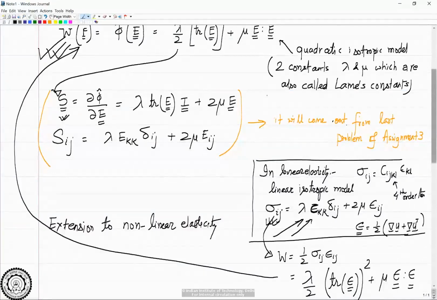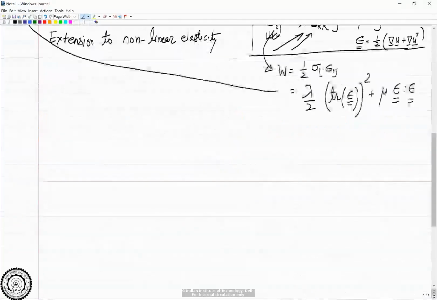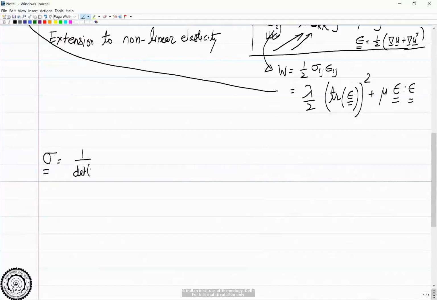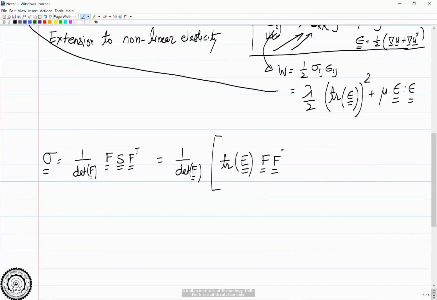Okay, I hope this is clear to all of you. And as I was telling you last time, once you have second PK, you can also get the expression of sigma. So sigma is simply 1 over det F into F into S into F transpose, isn't it? So that's going to be 1 over det F into trace of E into FF transpose plus 2 mu into F into E into F transpose.